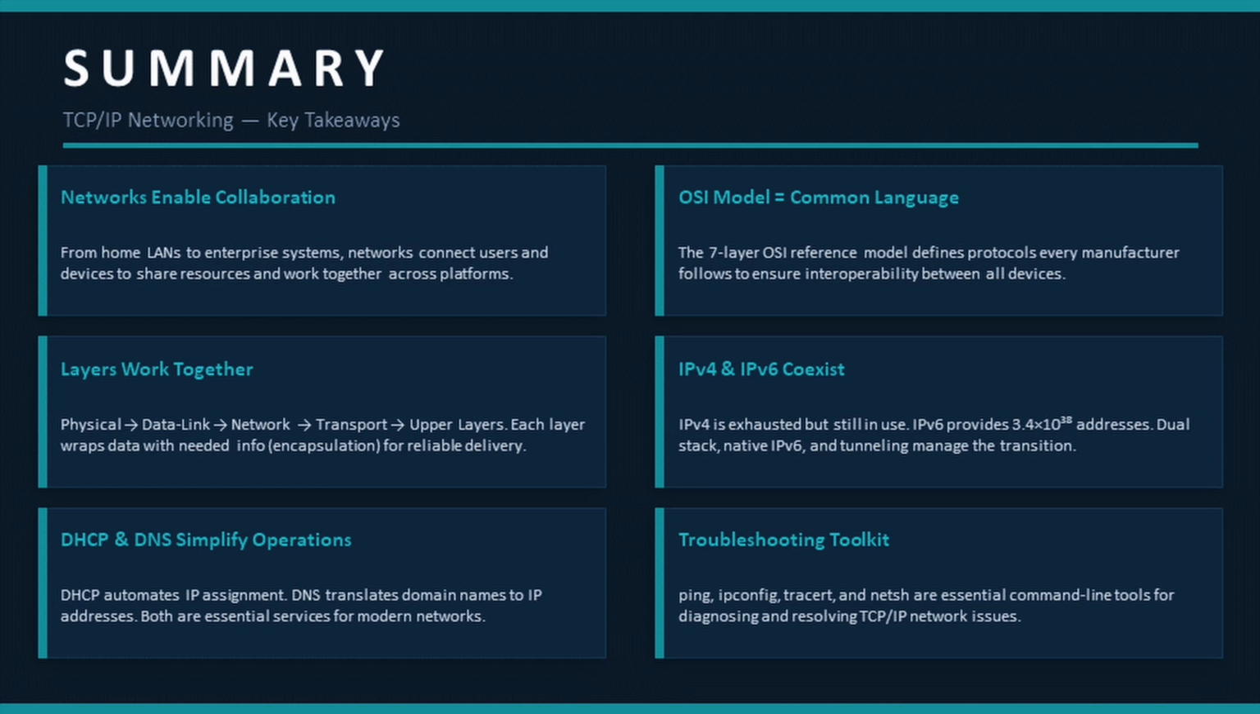IPv4 and IPv6 are the addressing systems that identify every device on every network. The dual stack, tunneling, and native IPv6 strategies are managing the ongoing transition from the exhausted IPv4 address space to the nearly limitless IPv6 system. DHCP automates the distribution of IP addresses, eliminating errors and reducing administrative overhead. DNS translates human-friendly domain names into the numerical IP addresses computers actually use, making the web navigable for everyone.